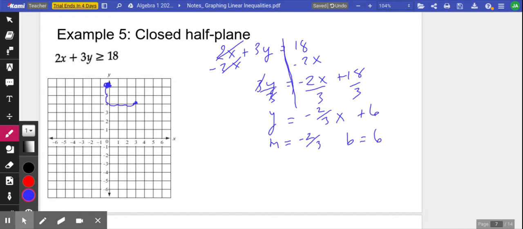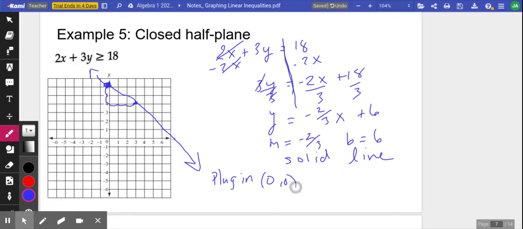And it's a solid line. Solid line because it's greater than or equal to. All right, then we have to figure out which way to shade. So pick a point that's not on the line. So I'm going to pick the origin. So plug in 0, 0.